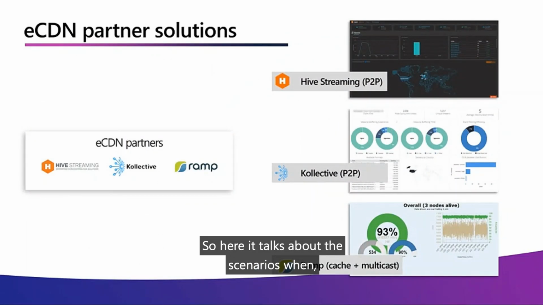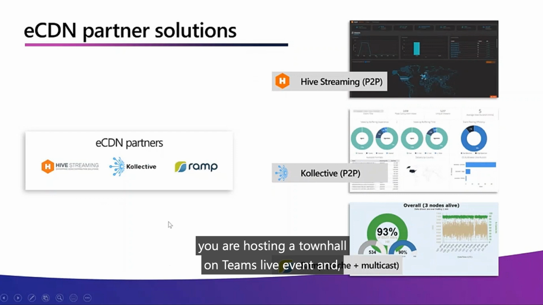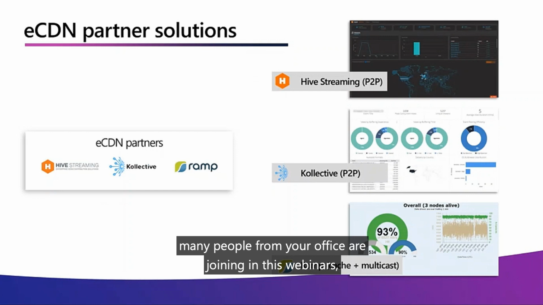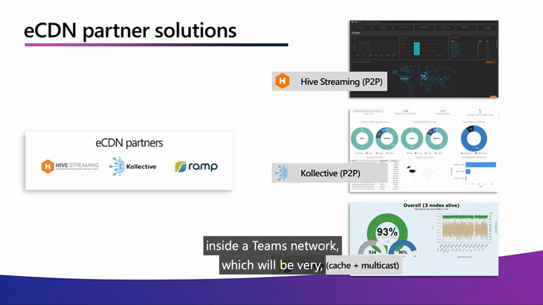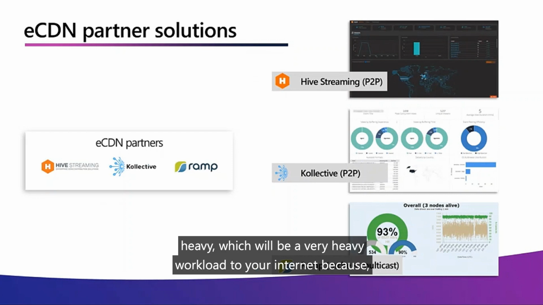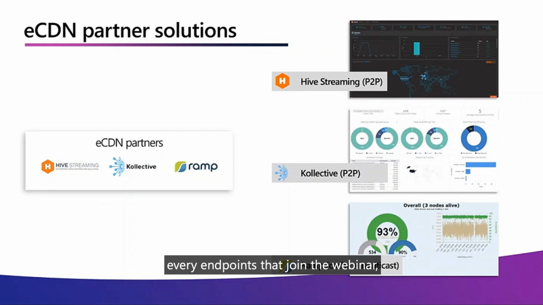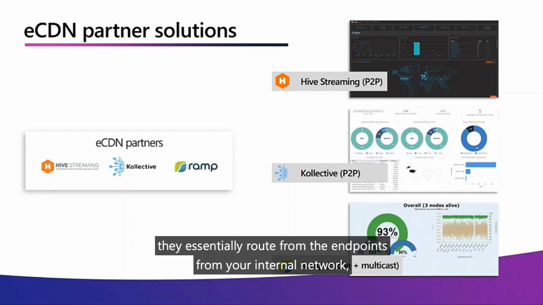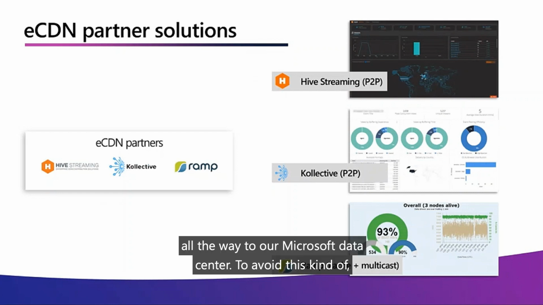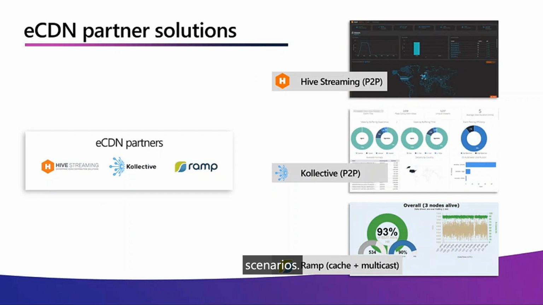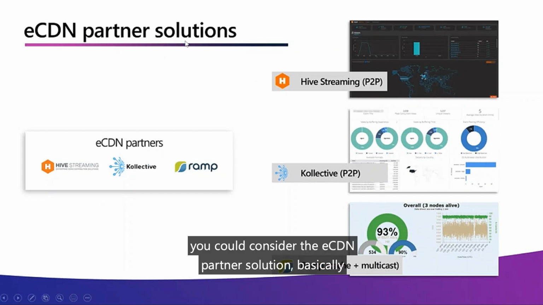So here it talks about the scenario when you are hosting a town hall on Teams live event, and many people from your office are joining this webinar inside the Teams network, which will be a very heavy workload on your internet, because every endpoint that joins the webinar essentially routes from your internal network all the way to our Microsoft data center. To avoid this kind of scenario, you could consider the eCDN partner solution.